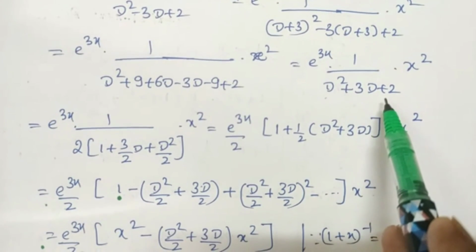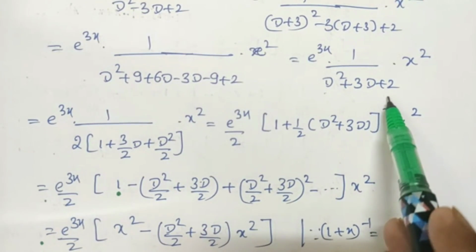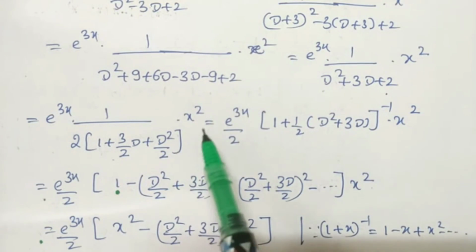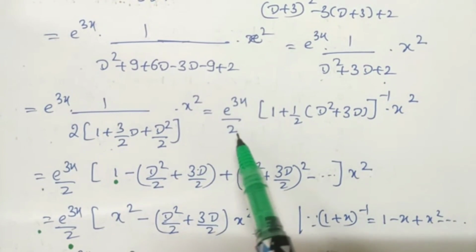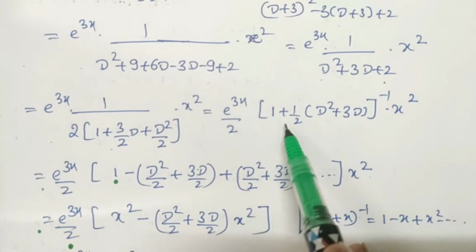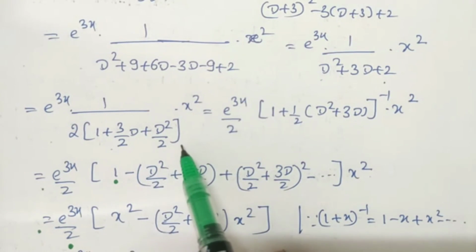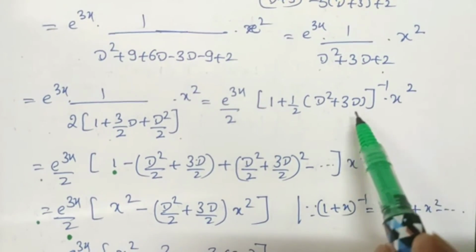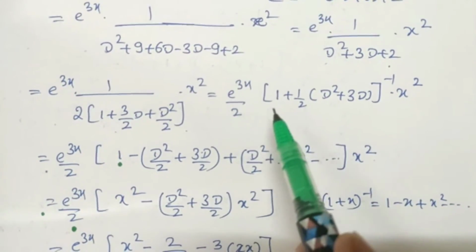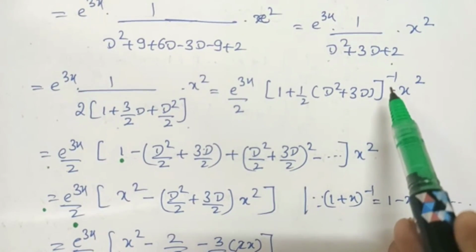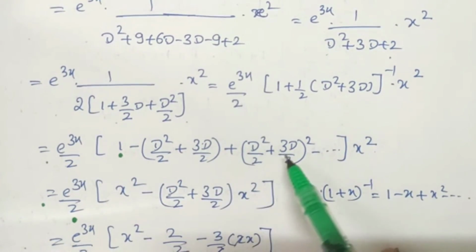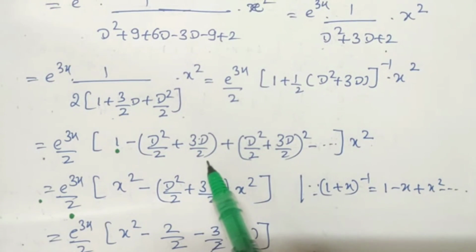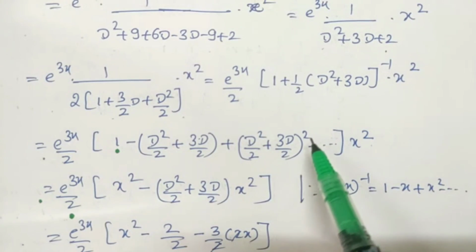So again you take the least term of D common, that is 2 you have to take common. It is 2(1 + 3D/2 + D²/2) x². e^(3x) divided by 2. Take this in the numerator, it becomes [1 + ½(D² + 3D)]^(−1) x². So once again it is (1 + x)^(−1), just now I told you, 1 − x + x² etc. So that is 1 − (D²/2 + 3D/2) + (D²/2 + 3D/2)² etc.